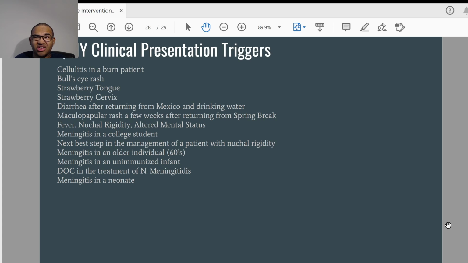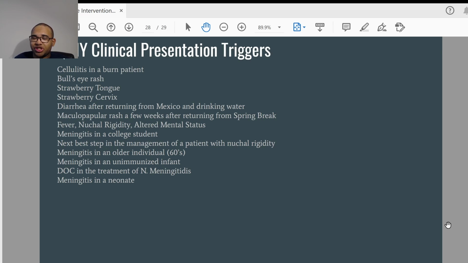And then maculopapular rash a few weeks after returning from spring break. So think of maybe a rash on the palms and soles. It can be like secondary syphilis, stuff people do on spring break. Again, I'm not saying everyone does that stuff on spring break, but you know what I mean. Fever, nuchal rigidity, altered mental status. Maybe think about Neisseria meningitidis. Meningitis in a college student, right? That would be Neisseria meningitidis.